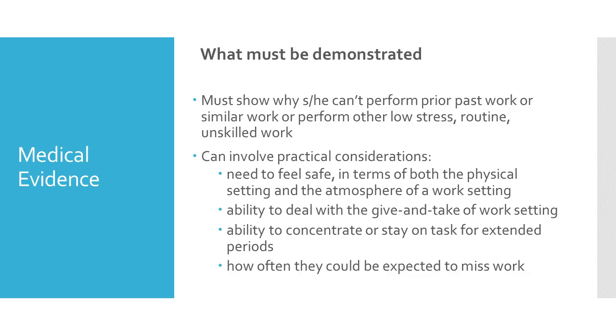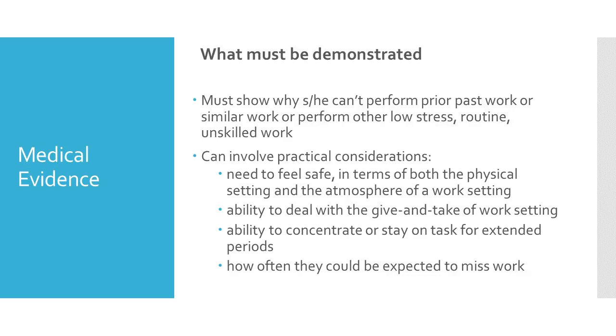So what an individual has to show is that he or she can't perform prior past work or similar work, past relevant work, or perform other low-stress, routine, or unskilled work. And that can be shown through various means. And this is where we look at both the medical evidence from the physician, the diagnosis, the test results, the acceptable methods of identifying conditions, limitations, and the treatment notes, and we tie that to more day-to-day practical considerations. How do the limitations that have been demonstrated affect the person's ability to function?